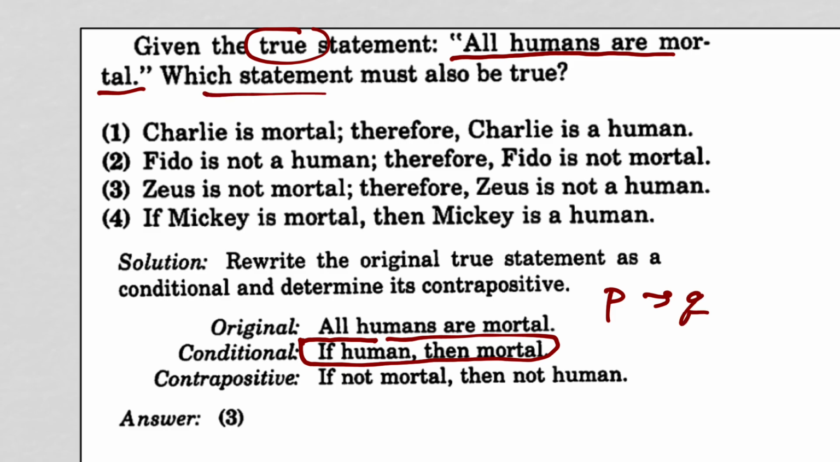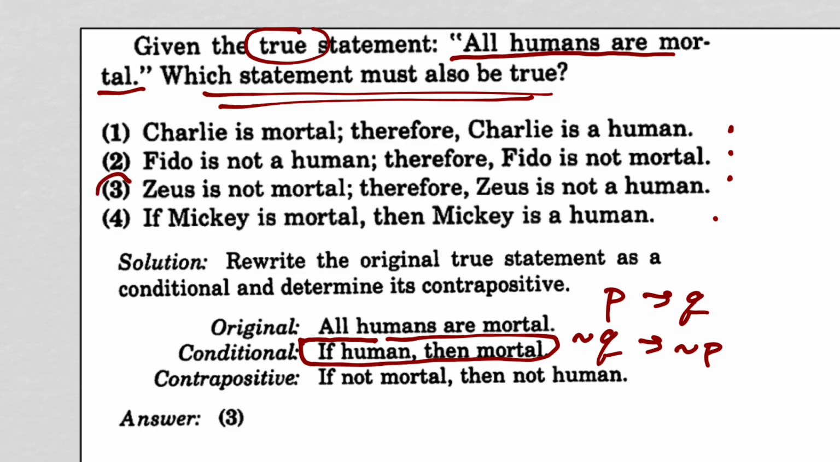When they say what must also be true, they're basically asking which of these 4 things is the contrapositive. Well, the contrapositive is not Q implies not P. Negate both, or just flip both. If it doesn't have a not, it gets one. If it has a not, it goes away. So the contrapositive is, if you're not mortal, then you're not human, and that's why number 3, Zeus is not mortal. If he's not mortal, therefore he's not human.